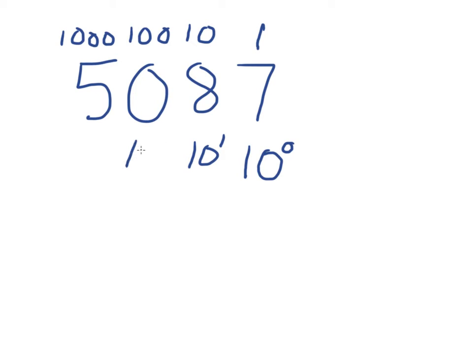This is really 10 to the second, or 10 squared. 10 times 10 is 100, so this is the hundreds place. And of course, this would be 10 cubed. 10 times 10 times 10 is 1,000, so this is the thousands place. Of course, if I had another digit, I would multiply by 10 again. Every time I go up in place value, I am multiplying by 10.